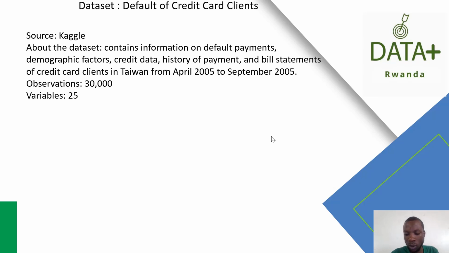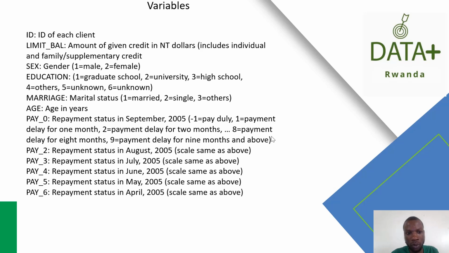If you go to the Kaggle datasets and search for default of credit card clients, you will see this information. Again, these are the variables and their explanations for each. We have ID, limit balance. Those are the variables and their explanations. I'm not going to take much time, and you have to refer to it for you to understand it, and also what those variables mean.